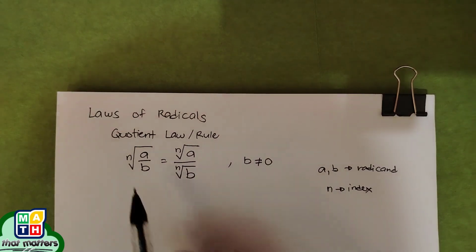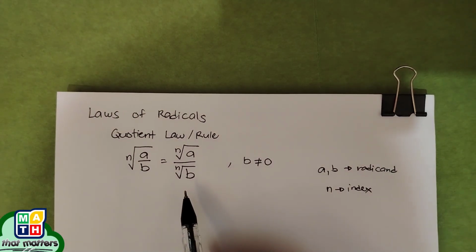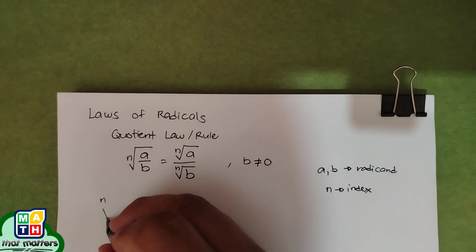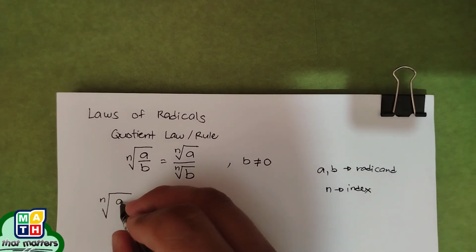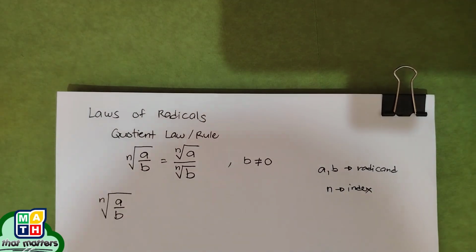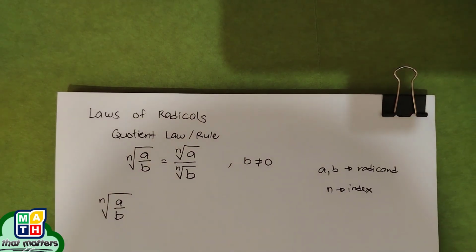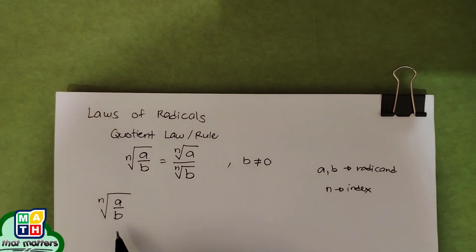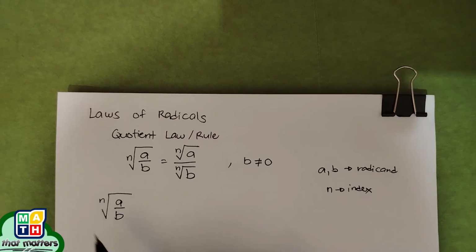So let us show from here how we will reach here. Let's start with the idea that we have here the nth root of a fractional expression A over B. Take note again, B is not equal to 0, so that this will not be undefined.